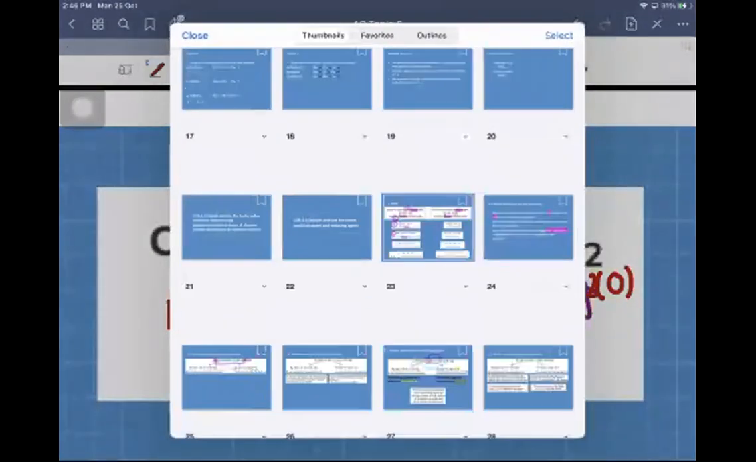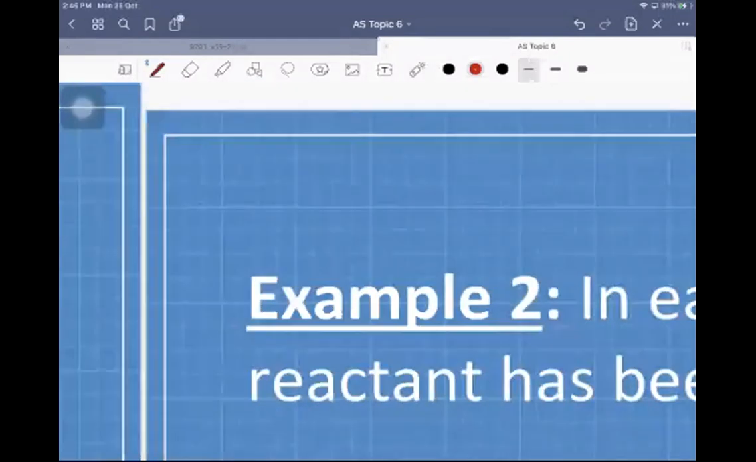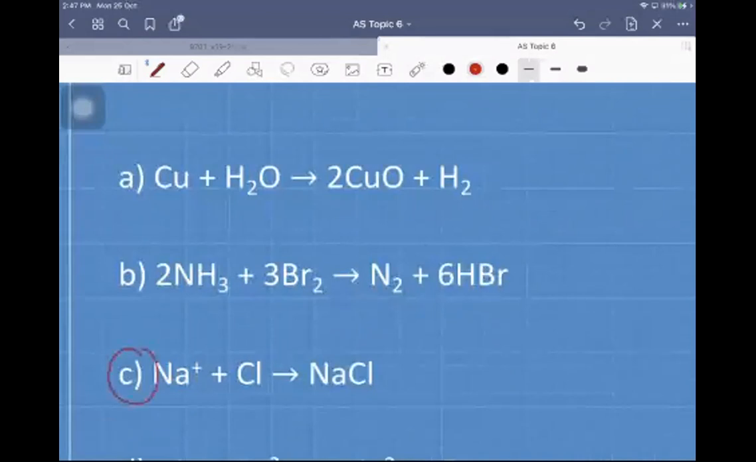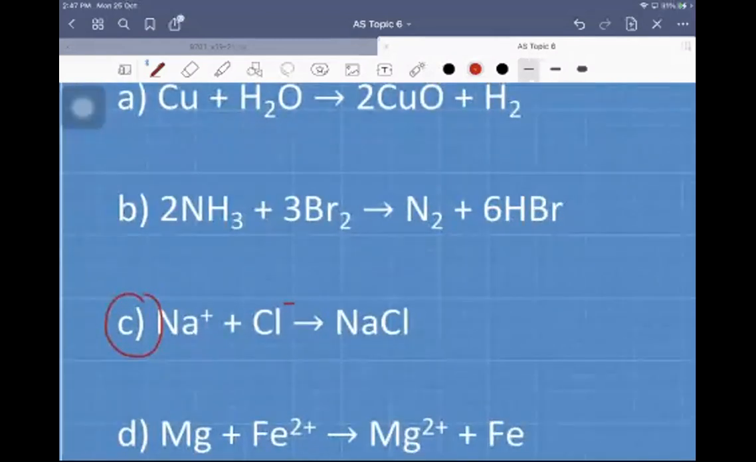Moving on to this question on page 2 of your notes, example 2, question C. It should be Na plus and Cl minus. I've already told you about this, but there is also an issue with this question because it is debatable. Actually, some would say that this is a redox reaction, but some disagree.